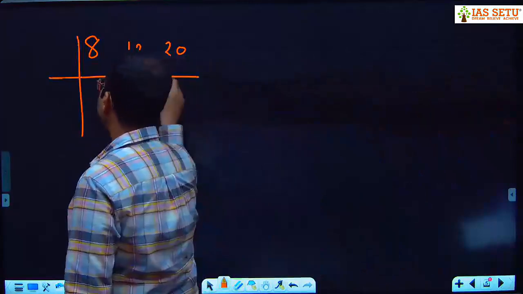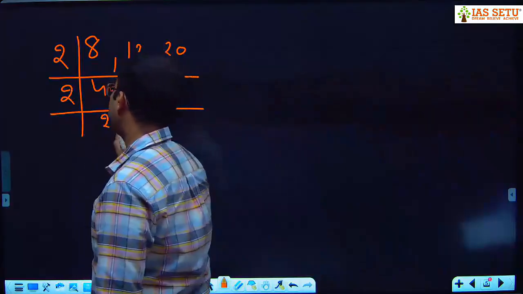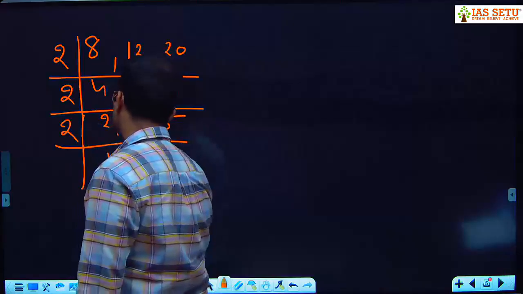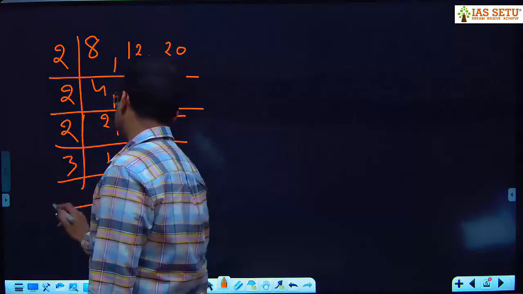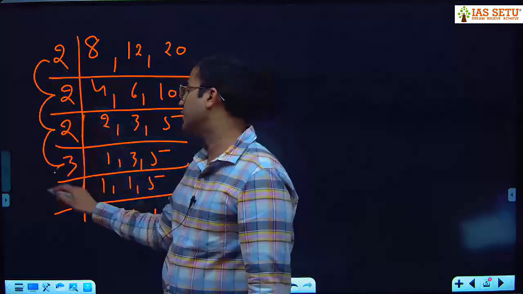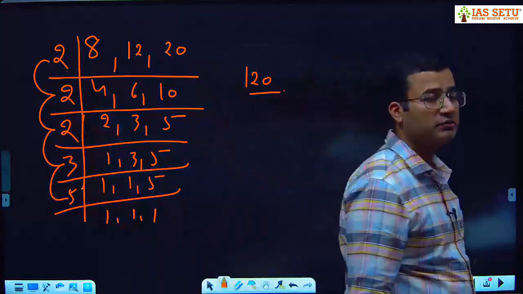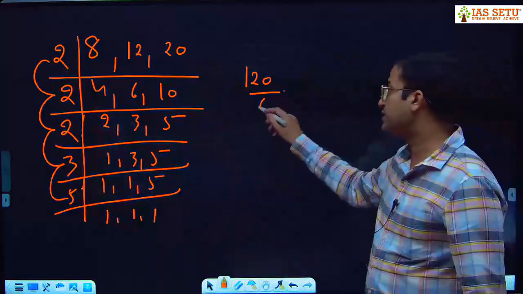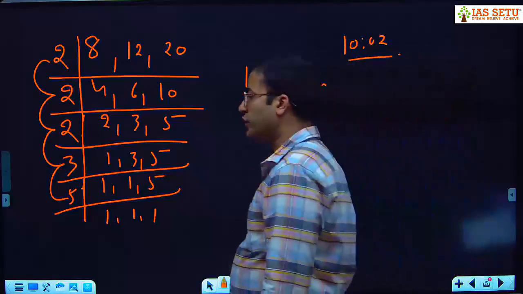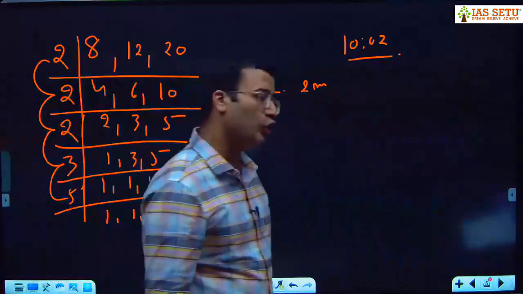We take 2 common: 4, 6, 10. Again we take 2 common: 2, 3, 5. Now 2 common again: 1, 3, 5. 3 common: 1, 1, 5. 5 common: 1, 1, 1. So it is 2 into 2 is 4, into 2 is 8, into 3 is 24, into 5 is 120. It means after 120 seconds these lights will change simultaneously. Divided by 60, that means 2 minutes. So at 10:02 you will find all these 3 lights change simultaneously. Yes, your answer is 10 o'clock 2 minutes.